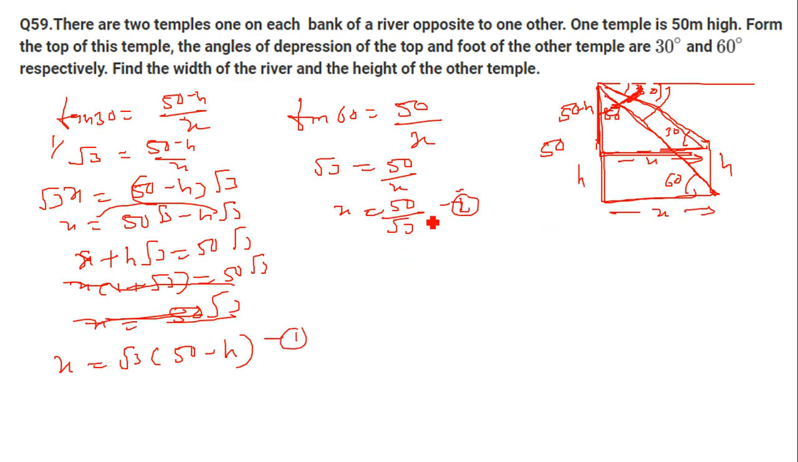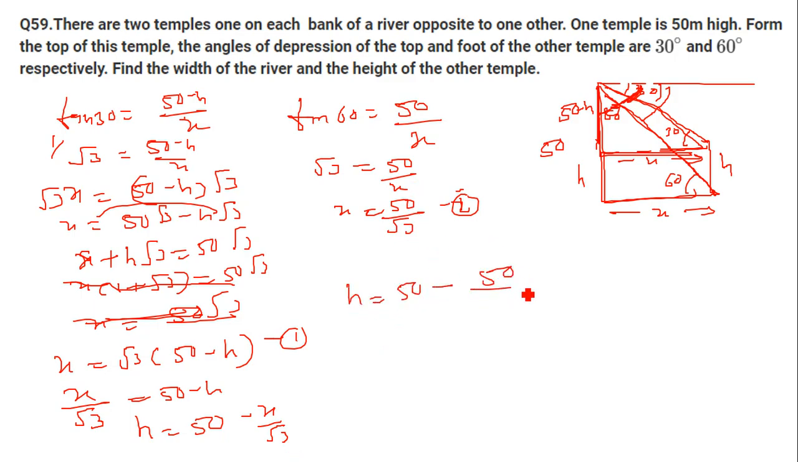So now the distance between these two is 50 by root 3. You can just multiply root 3 in the numerator and denominator, then also it is okay. But this is also fine. But here, in order to find h, what do we get from here? This will be x by root 3 equal to 50 minus h. So in order to find out h, what are you going to do? h will be equal to 50 minus x by root 3. But x is 50 by root 3. So what do we get here? h is 50 minus x, which is 50 by root 3.